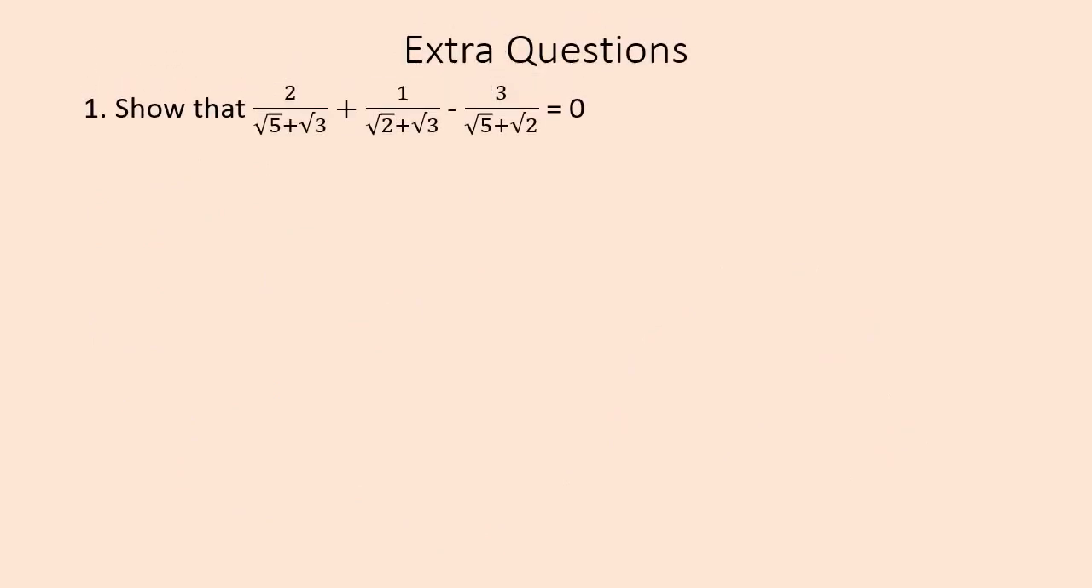Moving to extra question. Question number 1. Show that 2 upon root 5 plus root 3 plus 1 upon root 2 plus root 3 minus 3 upon root 5 plus root 2 equal to 0. That is, you have to prove the LHS equal to the RHS that you are getting as 0.